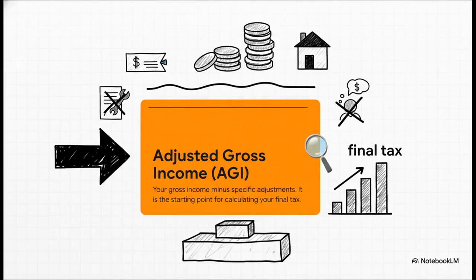Okay, let's zoom in on that second step. Adjusted gross income, AGI, is arguably the most important number on your entire tax return. It's your total income minus a few specific things. And why is it so critical? Because your AGI is the key that unlocks or locks your eligibility for a ton of the deductions and credits we're going to talk about in a minute. It's the real starting line.